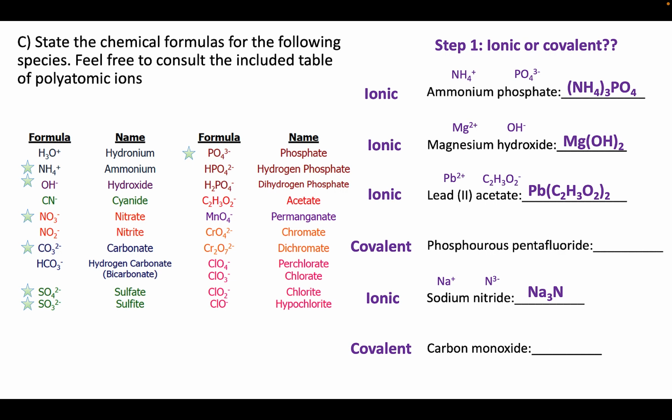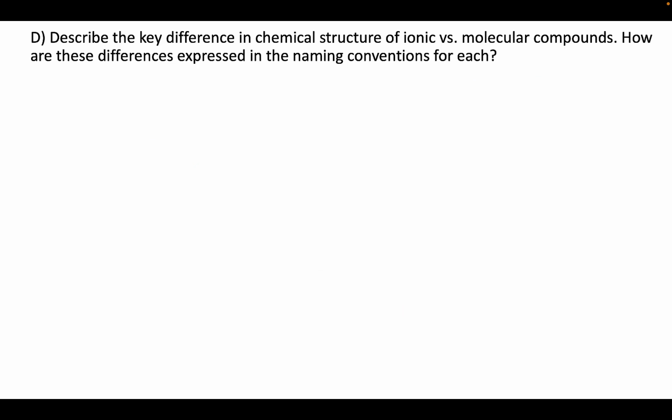For our covalent species, things are a little bit different because it's not based on the charge, it's just based on the number. And so we do need to know our prefixes here, but when we know those, we see phosphorus pentafluoride, that's 1 phosphorus, penta meaning 5, so 5 fluorines, and we have PF5 as our formula for that. Carbon monoxide, same deal. We see carbon, we know it needs 1 oxygen because it's monoxide, and there's our formula, CO.